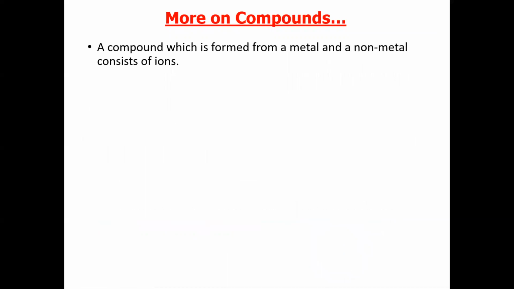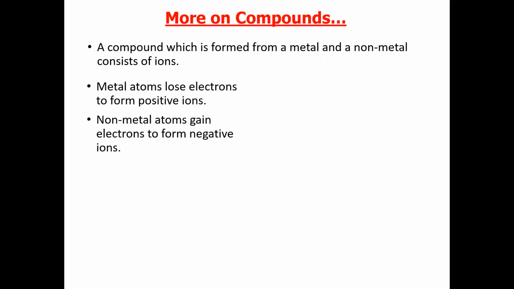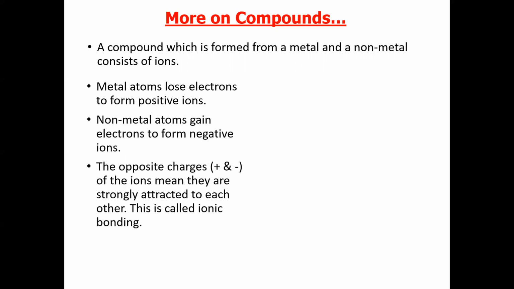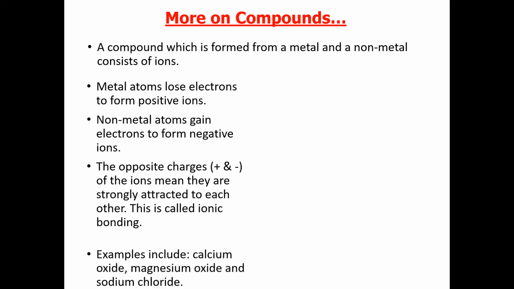So more on compounds then. A compound which is formed from a metal and non-metal consists of ions. We've just looked at ions on the earlier slides. So metal atoms will actually lose electrons to form positive ions, as we know. Non-metals gain electrons to form negative ions. And the opposite charges, those positive and negative ions, are actually strongly attracted to each other. And we call this ionic bonding.